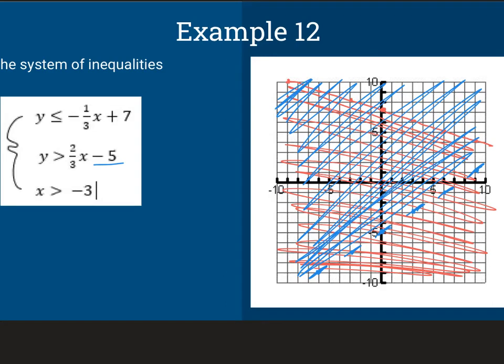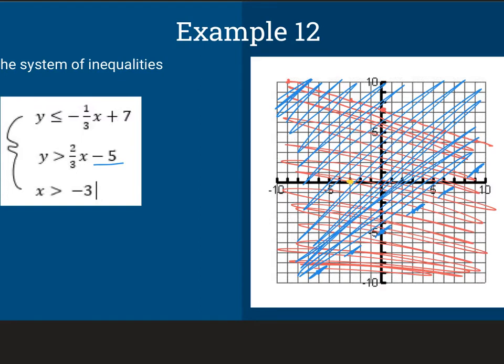And then we got one more that just says x is greater than -3. So let me change that color as well. X is greater than -3. So since it's x, I'm going to go to my x-axis, and I'm going to -3. And that's where I'm going to start my line.